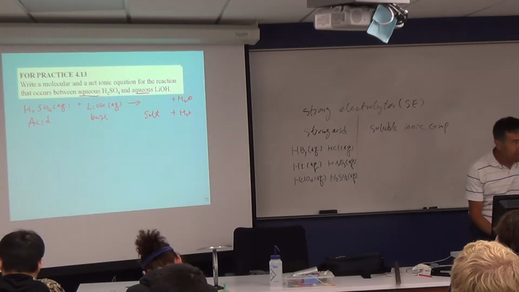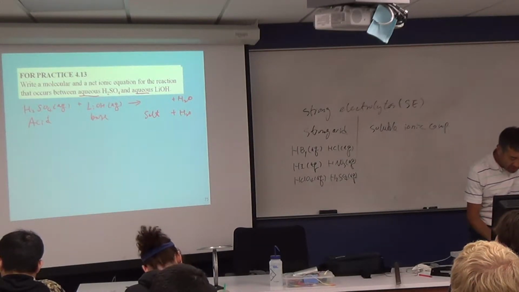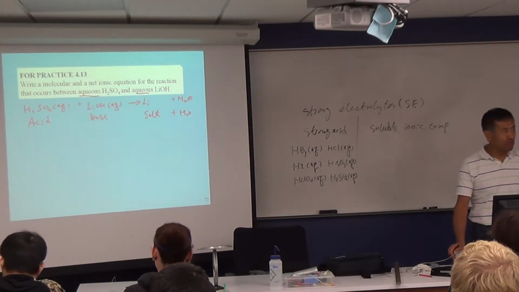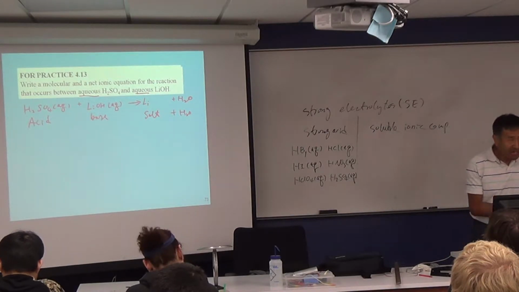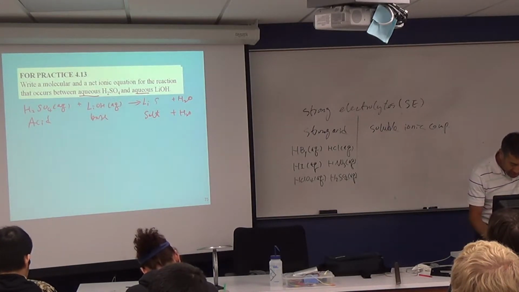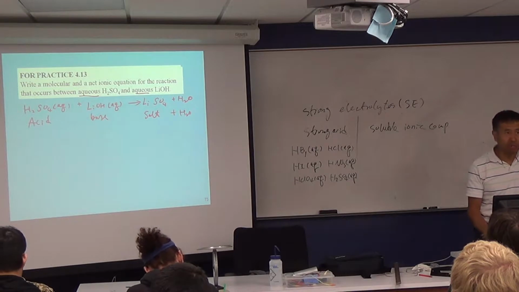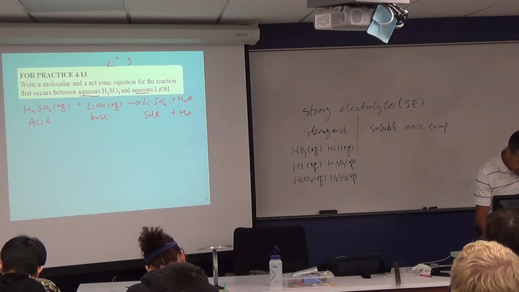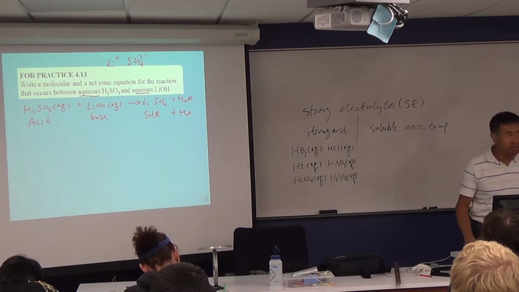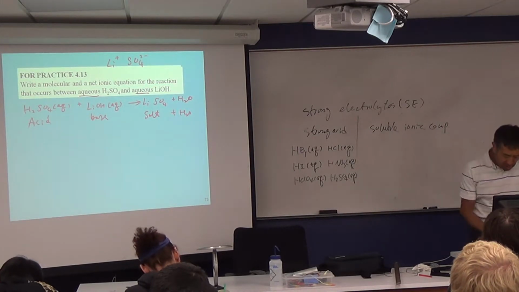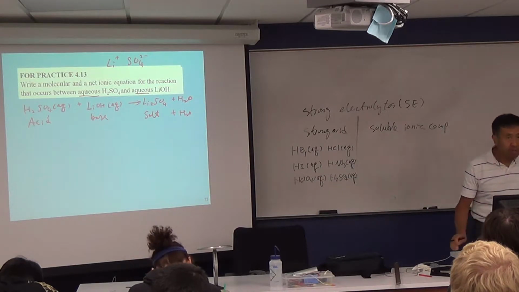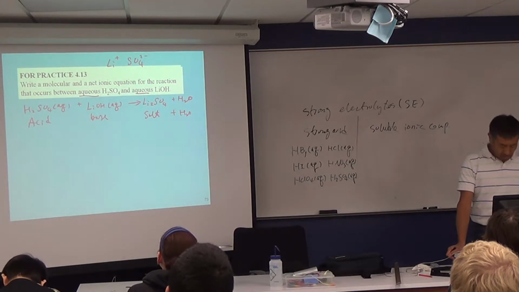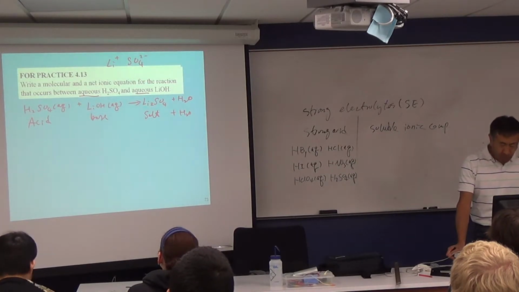So this is our base. The base has Li+ in it, and this is the cation from the base. The anion from the acid is SO4 2-. So right here, Li+ and SO4 2-. Hopefully by now most of you should be able to get it. So you put a 2 for the Li. Why is it 2-? Why SO4?